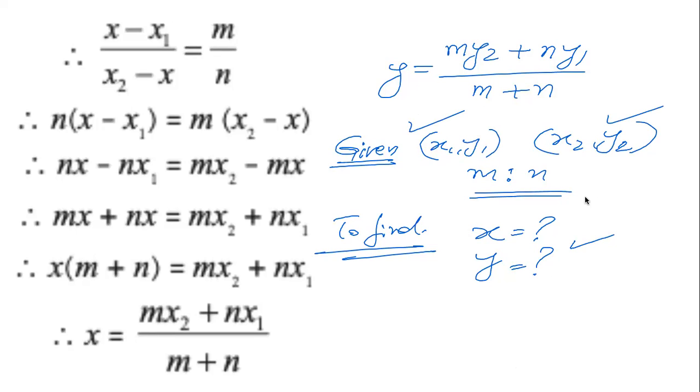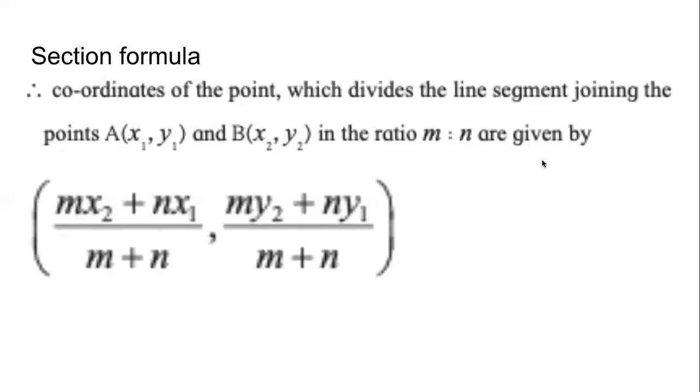This is the theory for section formula. We can summarize it like this: if there is a point A with coordinates x1, y1, and another point B with coordinates x2, y2, and there is a point P which divides the line segment joining these two points, then the coordinates of that point P can be calculated by the formula mx2 plus nx1 by m plus n, comma, my2 plus ny1 divided by m plus n. That is the theory. Now let us see how we can use the theory.